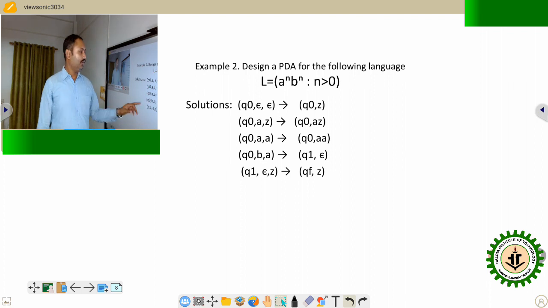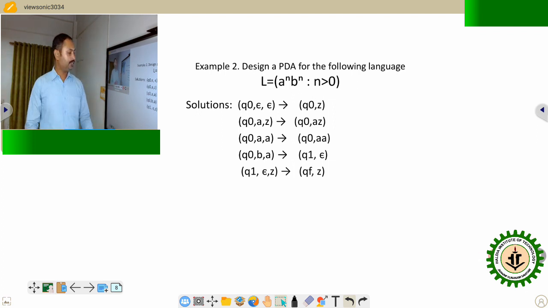Now we are going to insert A. The input symbol is A and the top of the stack is Z, so we can easily add A over Z. Like this we can also add A after A by using this transaction. Now what will happen if we want B after A? Again we have to delete them. For every A, the corresponding B, we have to delete them. This transaction will do this.